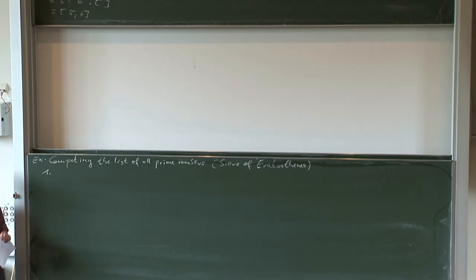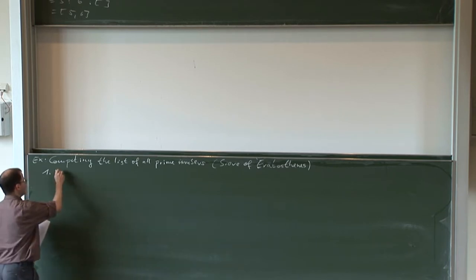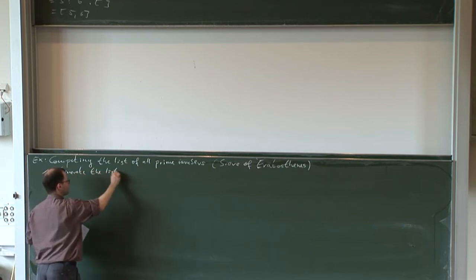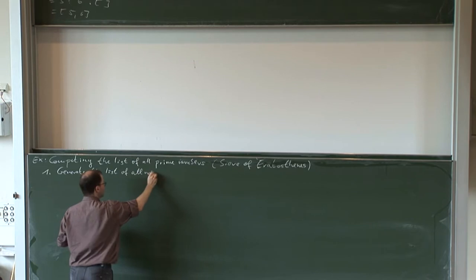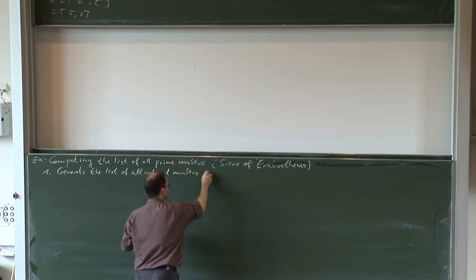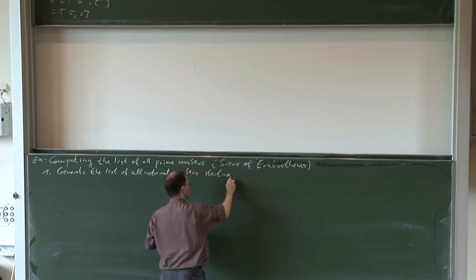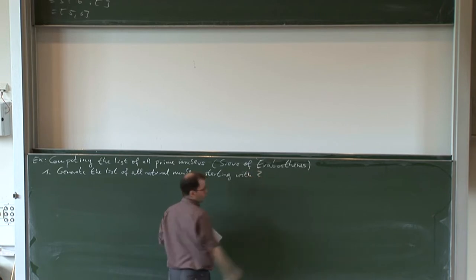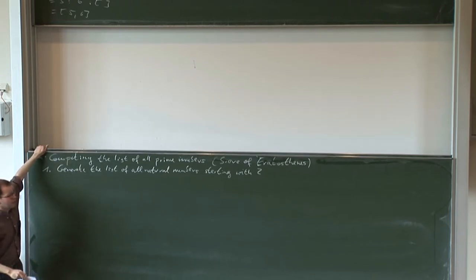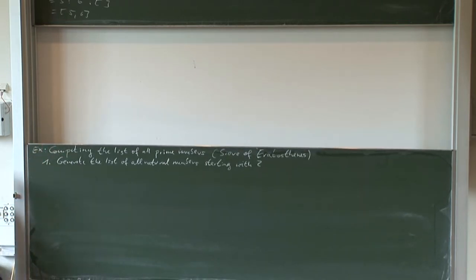We start by computing the list of all natural numbers starting with 2. Okay, we know that 2 is the smallest prime number. This information we already have. So generate the list of all natural numbers starting with 2. Now, we know for sure that this list also contains all prime numbers, but a bit too much. So then, afterwards, we delete some numbers from this list. And then the only numbers which remain will be the prime numbers.